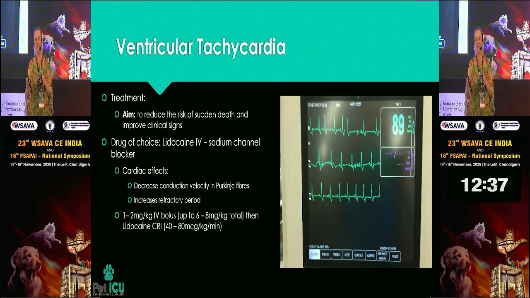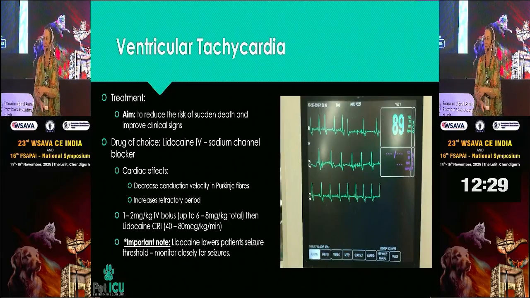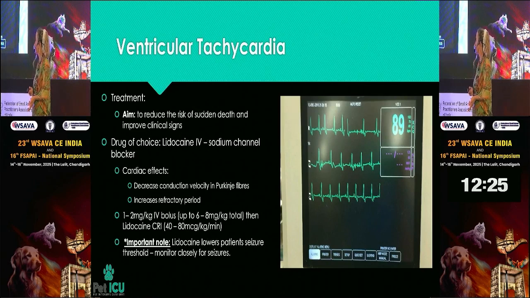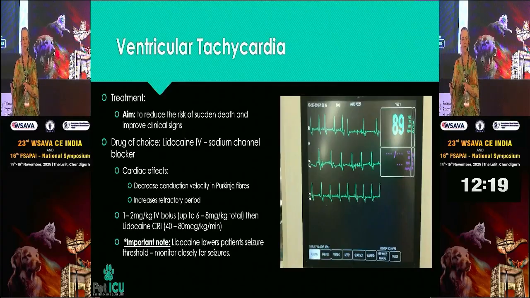We give it over 30 seconds, and we repeat that bolus every 5 minutes until we've got an improvement in the rhythm. But once I'm getting up to that higher 6 or 8 mg per kg, I've got diazepam with me because lignocaine can make them seizure. And also, if you haven't converted them by the time you've given 8 mg per kg, don't keep going. You'll definitely make them seizure. We start reaching for our second lines.